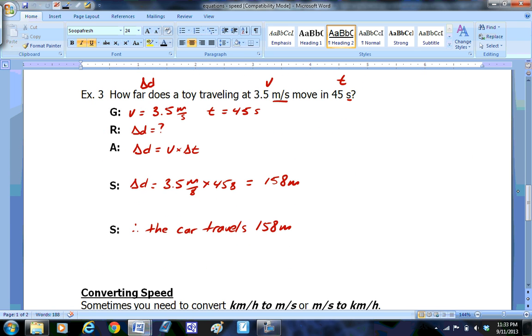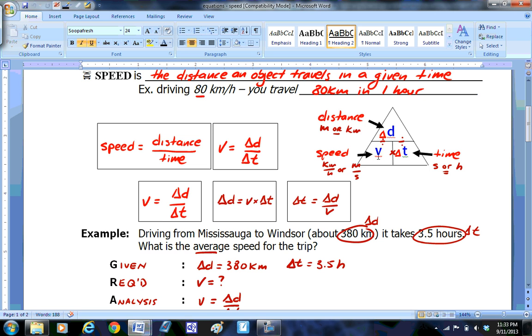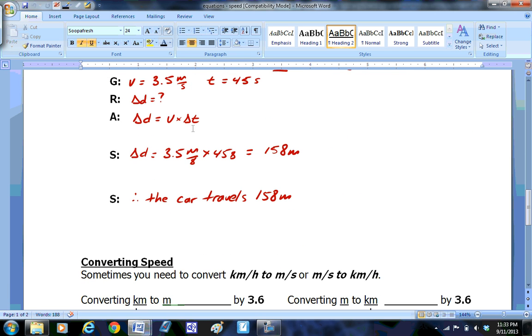We've got meters per second. So I'm trying to figure out how far the toy moves. That's my required. If it's traveling at 3.5 meters per second, that's a speed unit, in 45 seconds, that's going to be my time. So my equation, going back up, I'm trying to find my distance. So it's equal to speed times your time. And there's my equation.